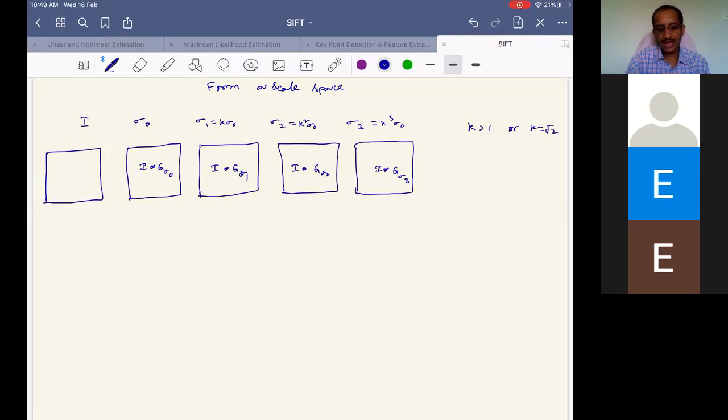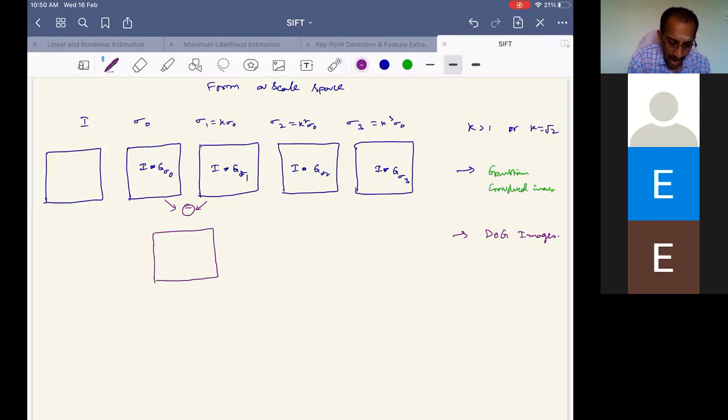Now, if I want to formulate a difference of Gaussian, these are all the Gaussian convolved images. Now we would like to bring in difference of Gaussian images. Why do we need difference of Gaussian images? For feature extraction. How do I bring it in? Say I simply perform a minus operation between these two, and get an image. This is the difference of Gaussian image.